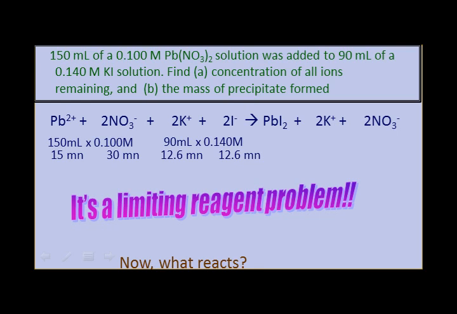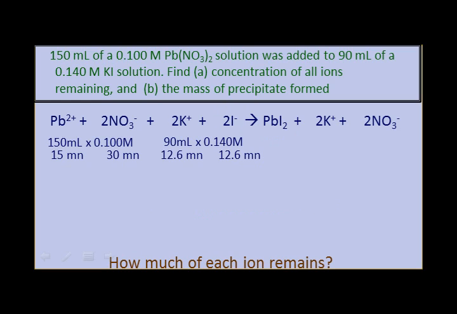So ask yourself, what's going to react? Well, what's going to react is the lead right here, the plumbous ion, is going to react with the iodide ion and form this precipitate right here. So we have the lead ion plus the iodide ion forming the precipitate of PbI2. Nothing else is reacting in this problem. How much of each ion is going to remain after the reaction occurs?